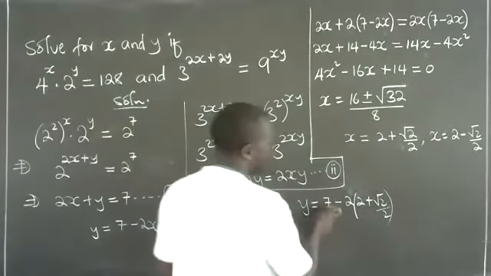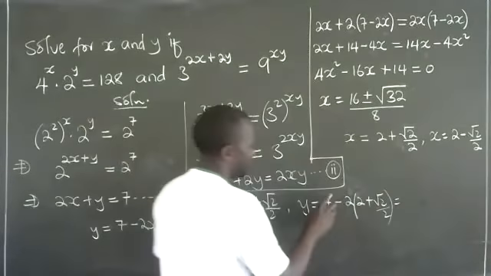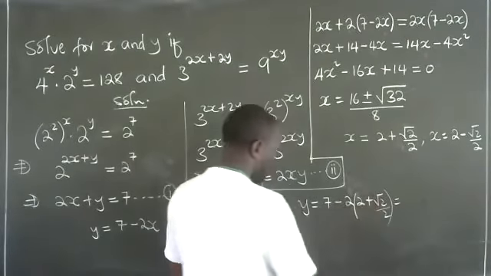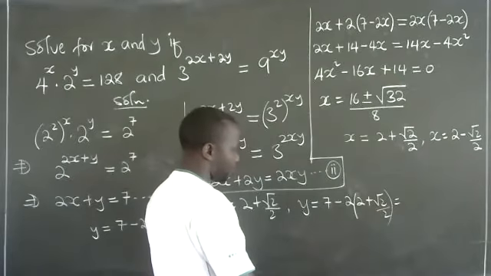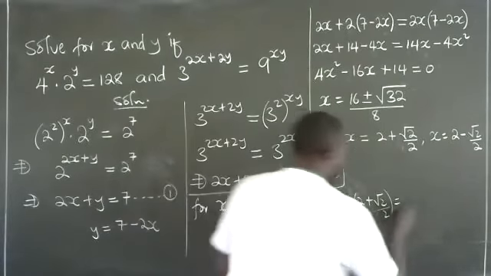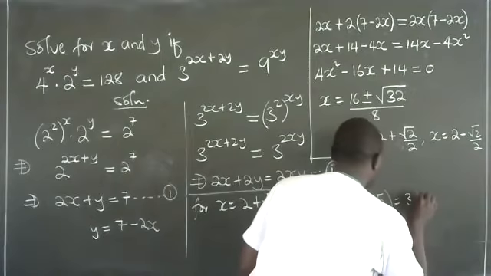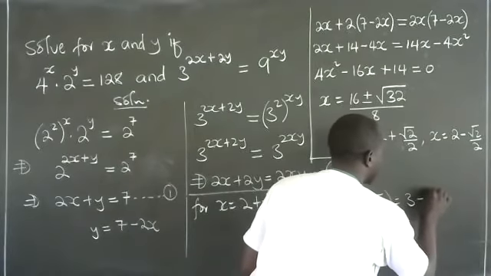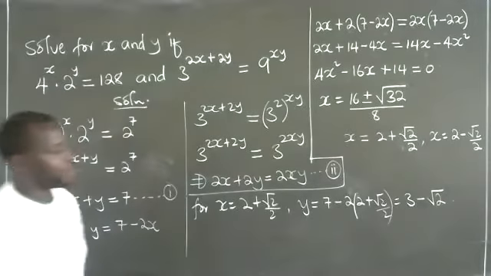So if we simplify this one, what comes out? This will be 4. This will be negative root 2. So 7 minus 4 is 3. So we shall have this one as 3 minus root 2. The corresponding value, why is that?